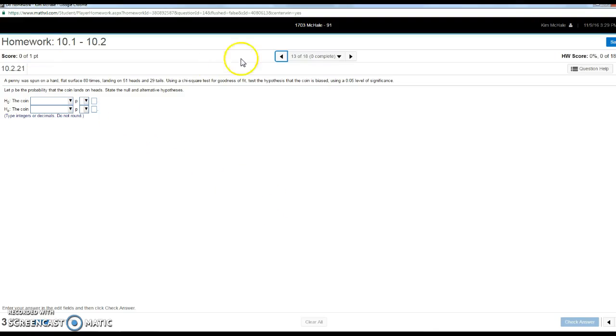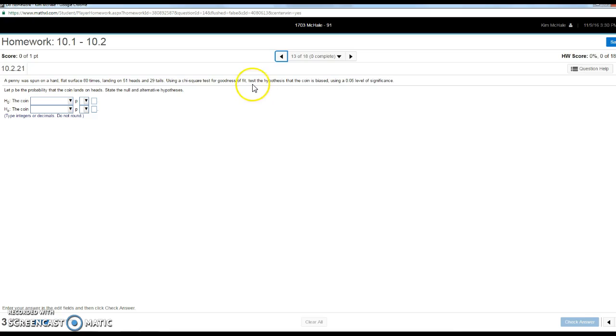Hi, I had somebody ask about question 13 in homework set 10.1, 10.2. It says a penny was spun on a hard, flat surface 80 times, landing on 51 heads and 29 tails. Using a chi-square test for goodness of fit, test the hypothesis that the coin is biased, using a 0.05 level of significance. I posted some chapter 10 and 11 notes from my class with several examples in your online class if you want to look at those.